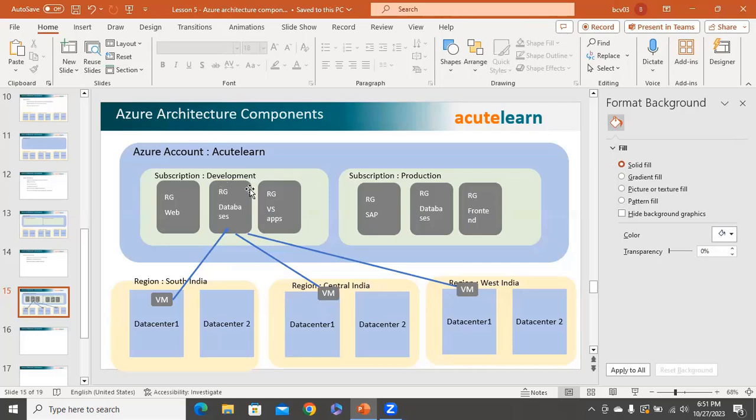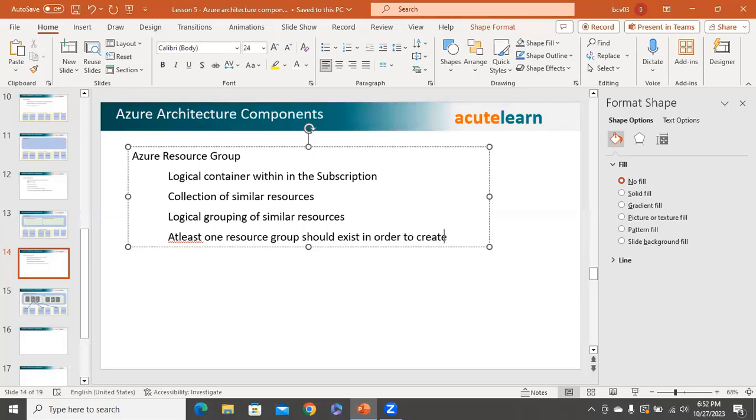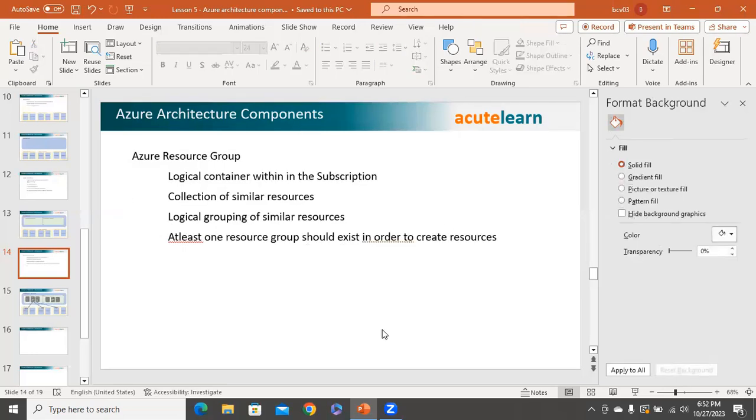So in order to create any resource, at least one resource group should exist in order to create resources.